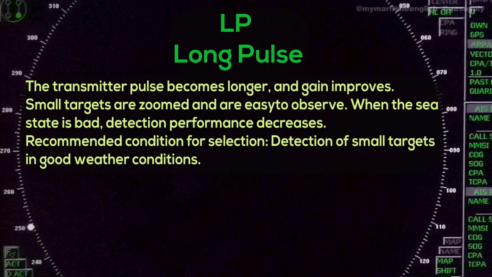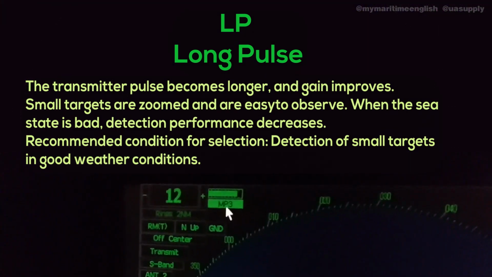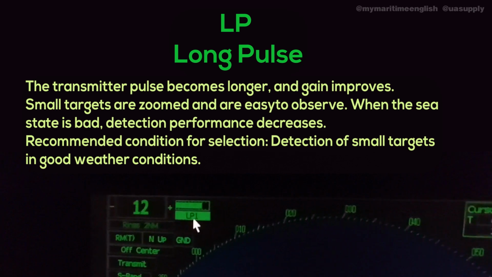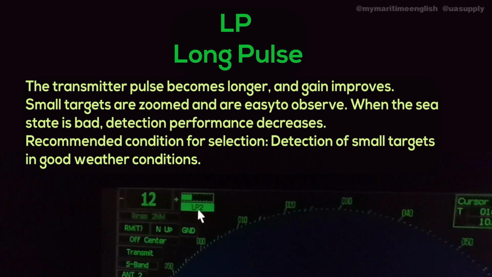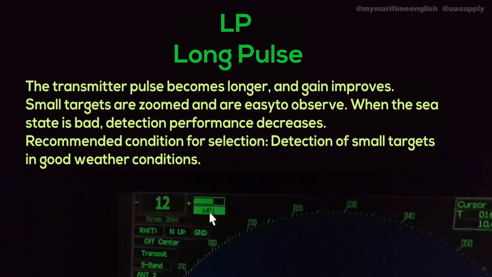LP, long pulse. The transmitter pulse becomes longer and gain improves. Small targets are zoomed and are easy to observe. When the C state is bad, detection performance decreases. Recommended condition for selection: detection of small targets in good weather conditions.